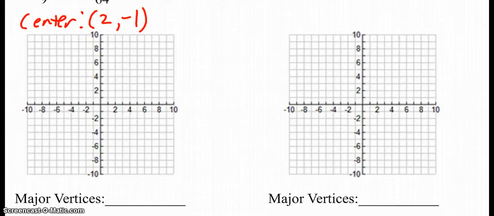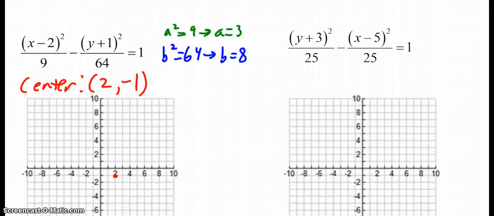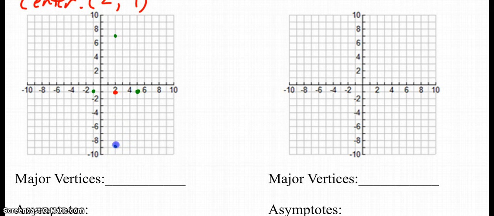Alright, so what do we do to graph this? We actually start out the exact same way as we did with the ellipse. So first plot the center (2, negative 1). Now, A was the number underneath the x's, so that's how far I go left and right. So I'm going to go left and right 3 from the center. 1, 2, 3. 1, 2, 3. I'm going to go up and down 8 from the center.